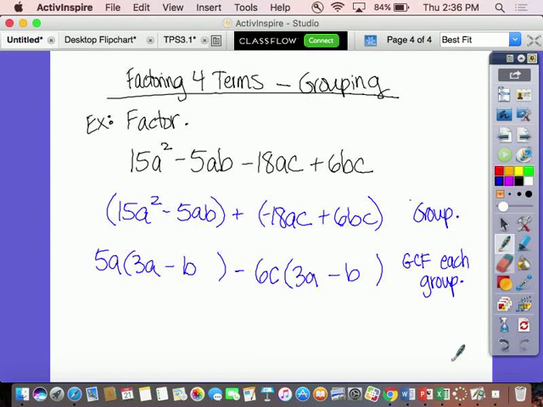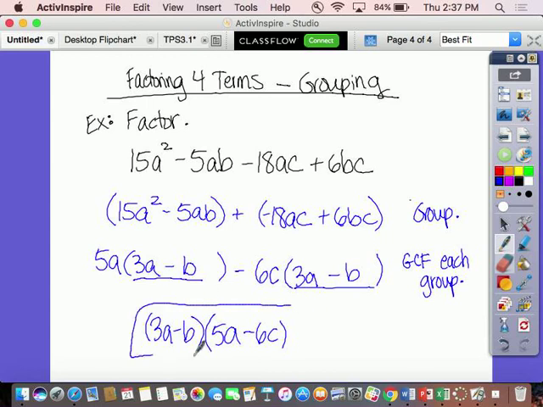So guess what? 3A minus B is a common factor for these two. So we're going to take 3A minus B out of this one and out of this one. When I factor 3A minus B out of this term, what's left? 5A. When I factor 3A minus B out of the second term, what's left? Negative 6C. And that's my answer, y'all.